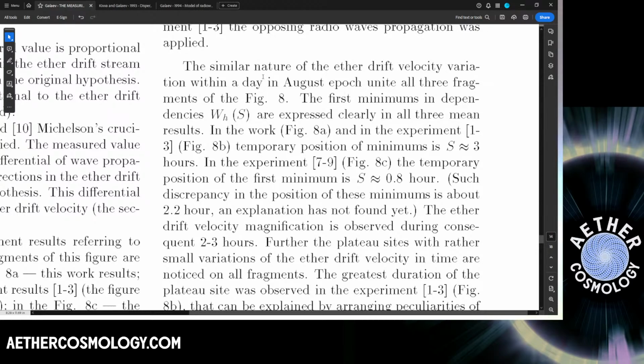In the work of figure 8A and in the experiments 1 through 3, figure 8B, the temporary position of minimums in sidereal time is approximately 3 hours. In the experiments 7 through 9, figure 8C, the temporary position of the first minimum of sidereal time is approximately 0.8 hours. Such discrepancy in the position of these minimums is about 2.2 hours. An explanation has not been found yet.